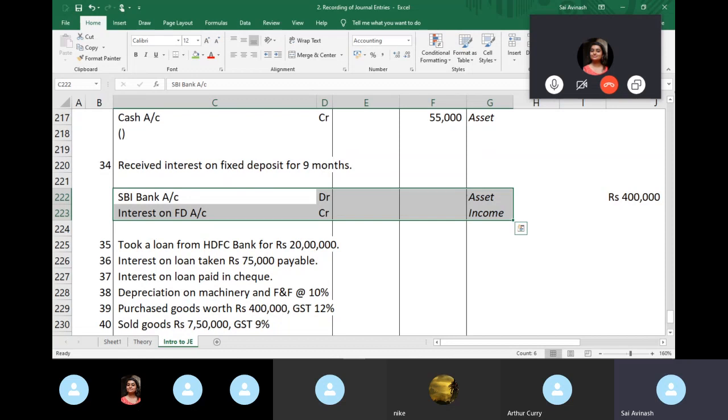So when income increases, you credit the account, and I'm going to receive that money in my bank account, and my bank balance increases, and as my asset increases, I debit it. So both the rules have been applied. The journal entry format has been established.